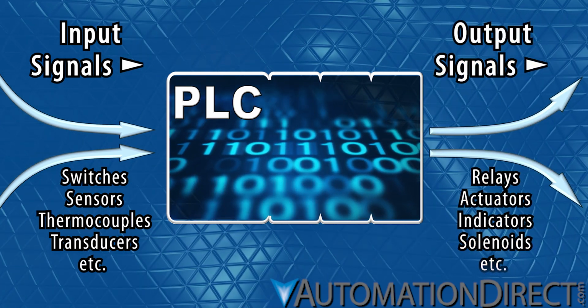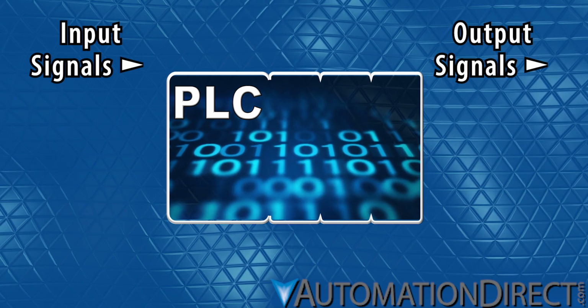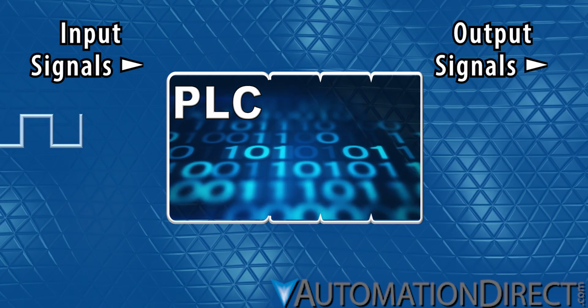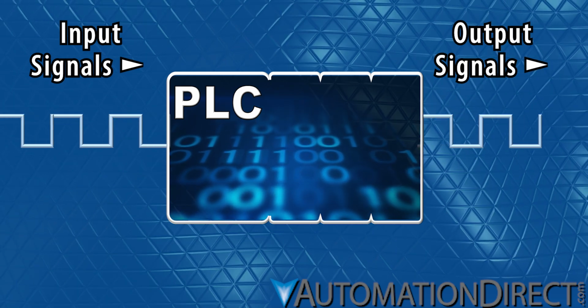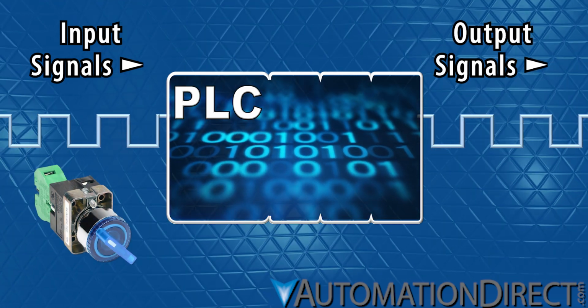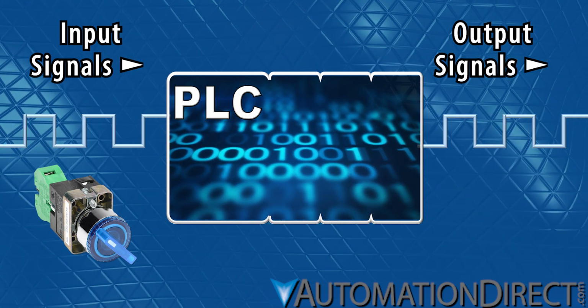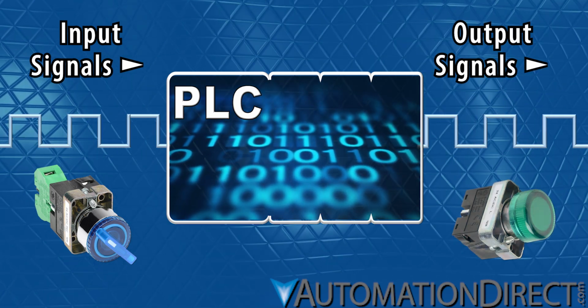The simplest possible example is a PLC that has one input signal, a digital signal that could be on or off, and one output, which is also a digital signal. The input signal, say, comes through a simple toggle switch, and the output signal powers an indicator light.